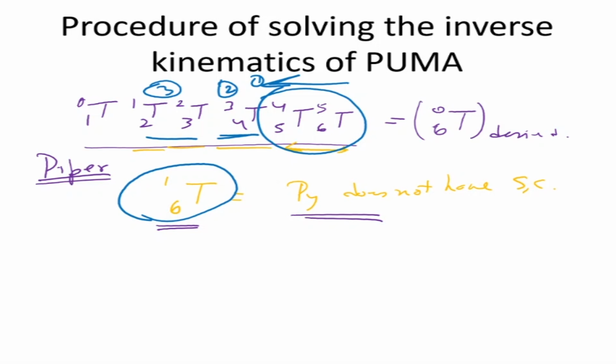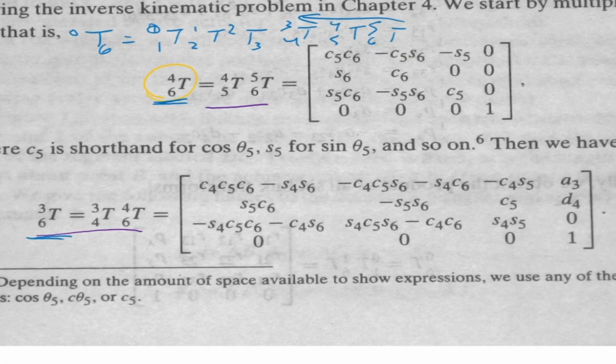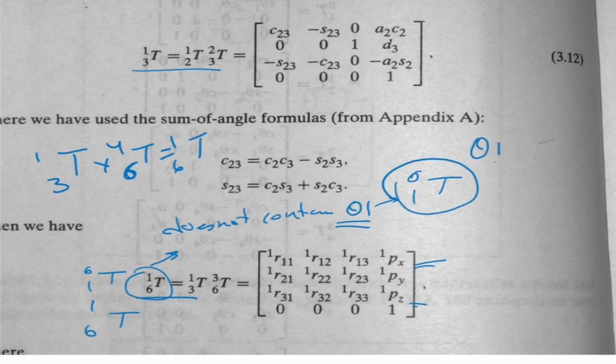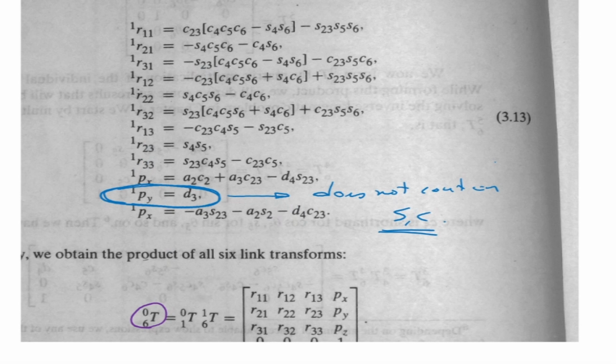Let's go back and see. First, the way we multiplied is we multiplied 4, 5, 6, then 3 to 4 to 6, and we got transformation 3 to 6. Then I multiplied 1 to 3, and then multiplied T1 to 3 into T4 to 6, which gives me 1 to 6. We did it that way because we wanted to remove theta 1. And if I do it that way, you get this term in the matrix T1 to 6, this term PY, which is equal to D3. And that is where we started our solution procedure from.